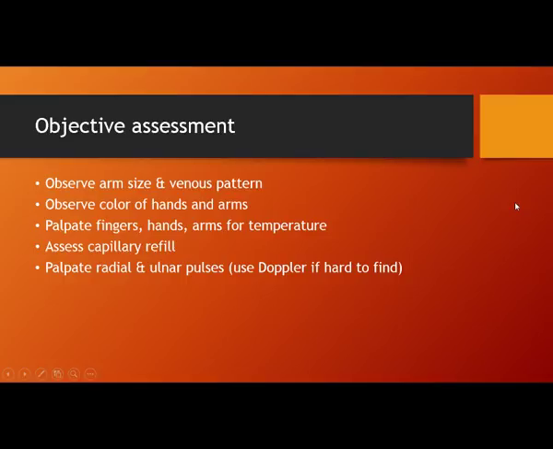So start with observing arm size and venous pattern. Are the veins tortuous? Is there a difference in size between the two arms? Does there appear to be any edema? And then look at the color of the hands and the arms. In the textbook there are some illustrations of some dramatic color changes at the end of the chapter. Then palpate fingers, hands, and arms for temperature. And when you palpate for temperature, you're going to use the dorsal aspect of your hand.